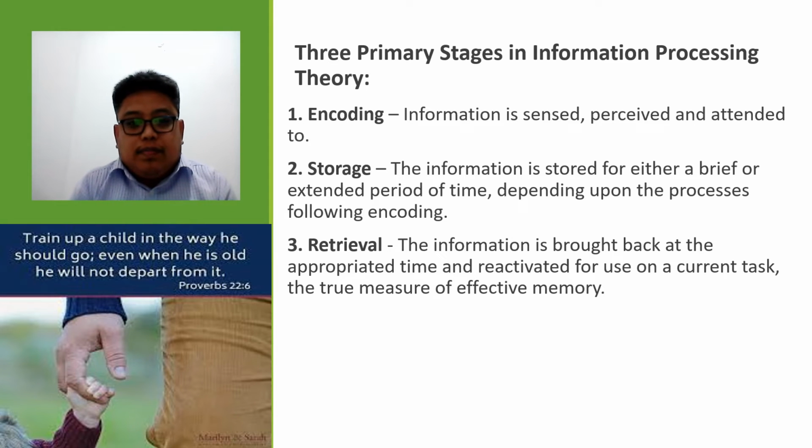The three primary stages in information processing theory are: number one, encoding. Information is sensed, perceived, and attended to. Number two is storage. The information is stored for either a brief or extended period of time, depending upon the processes following encoding. Number three, retrieval. The information is brought back at the appropriate time and reactivated for use on a current task, the true measure of effective memory.